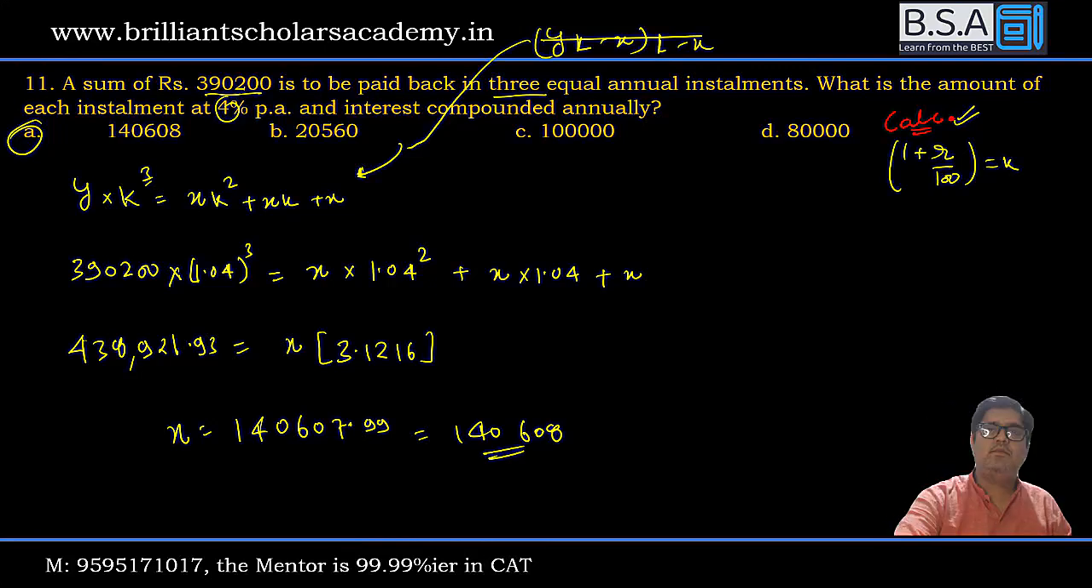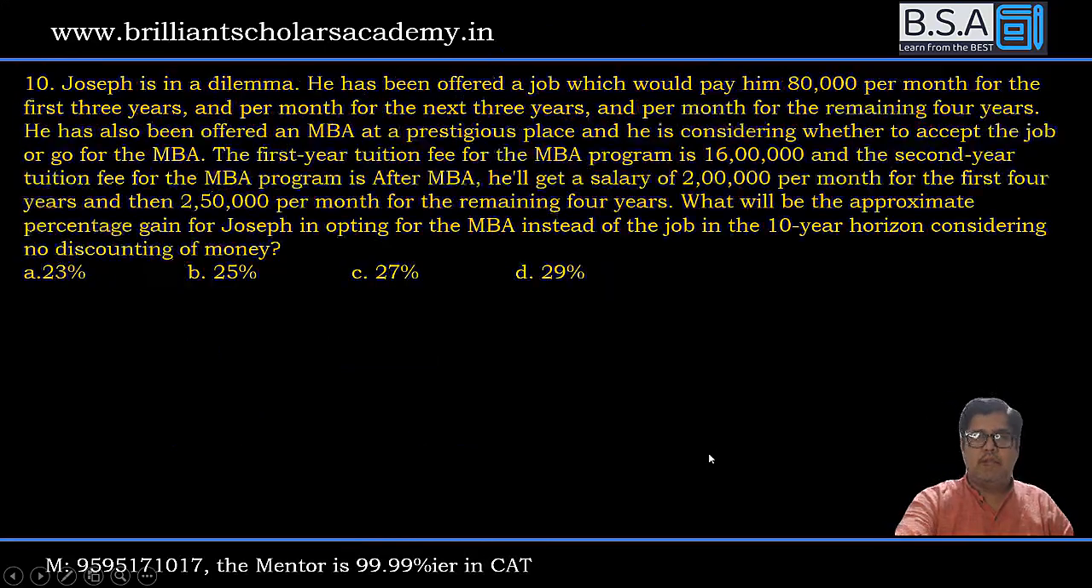All right. So here some information was missing, so I just pulled up the Word file. I'll fill those gaps. Joseph is in a dilemma. He has been offered a job which would pay him rupees 80,000 per month for the first 3 years and 1,20,000 per month for the next 3 years and 1,50,000 per month for the remaining 4 years.